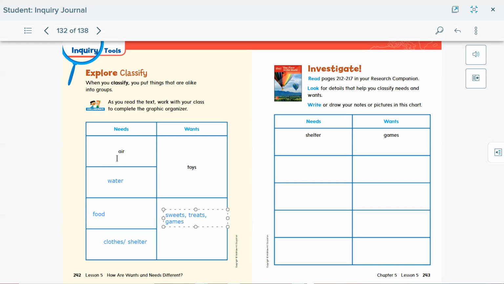But I have to have every day air to breathe, water to drink, food to eat, and of course, clothes to wear, and I should have a house to live in. All right. We're gonna read the research companion and we're gonna answer needs and wants. We're gonna see what we need and what we want. All right.